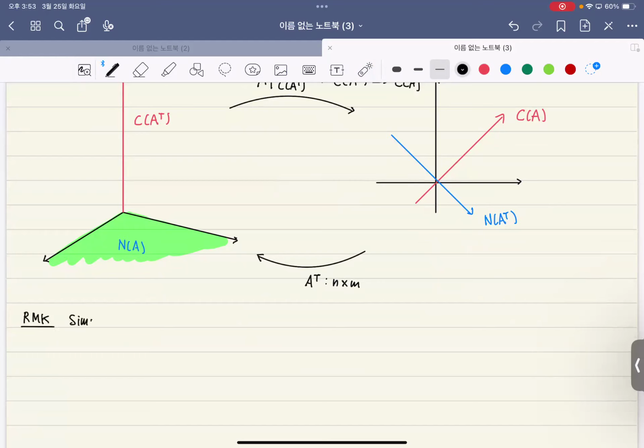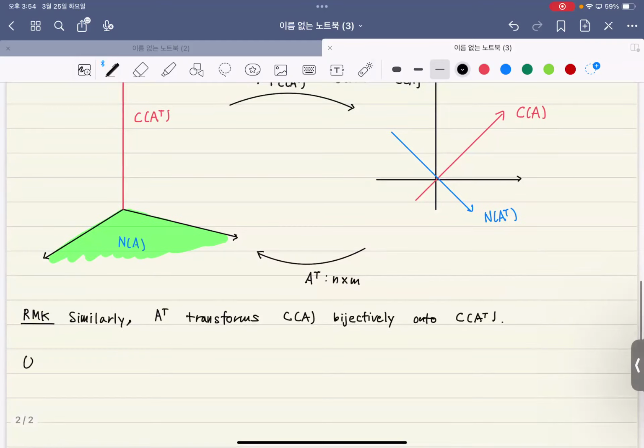So similarly, A transpose transforms the column space bijectively onto the row space.